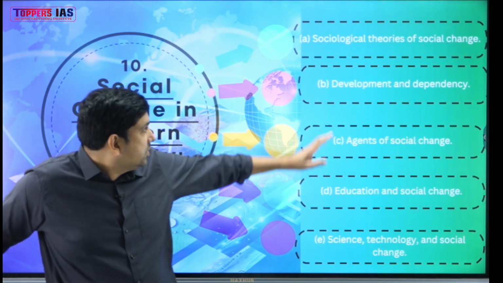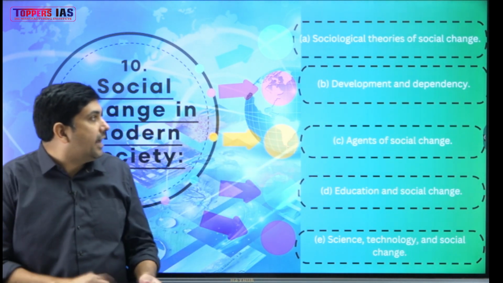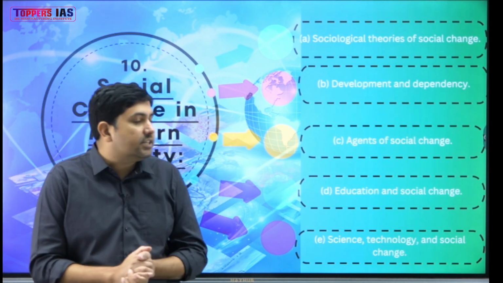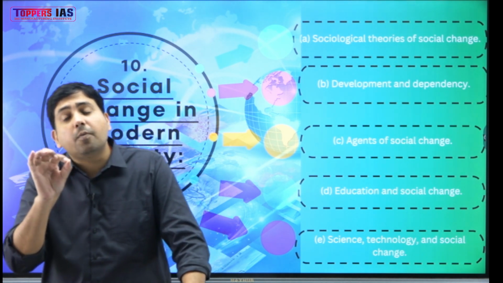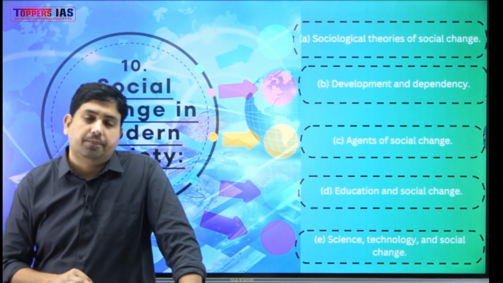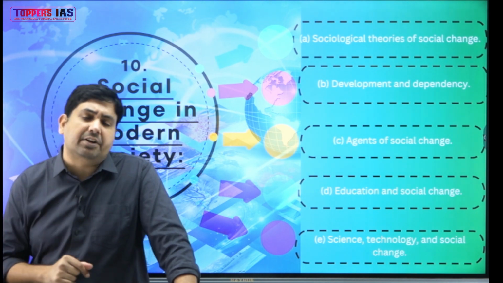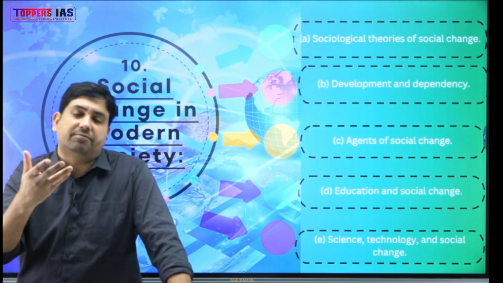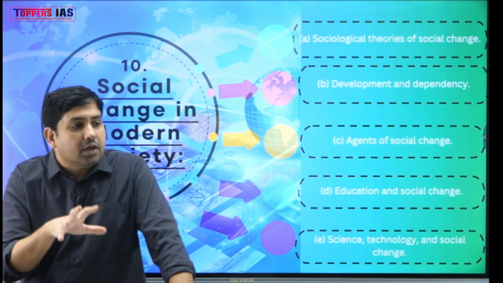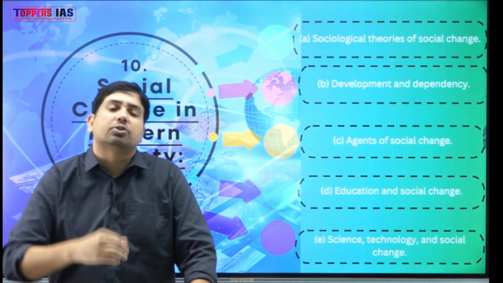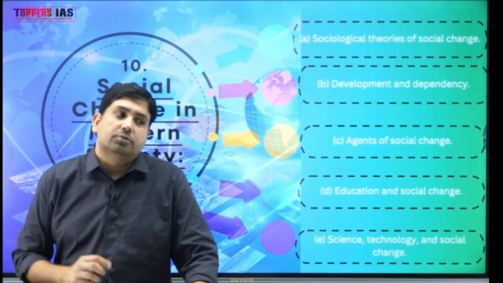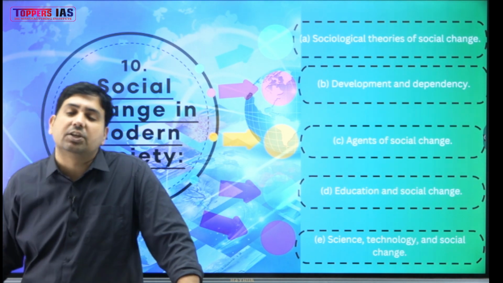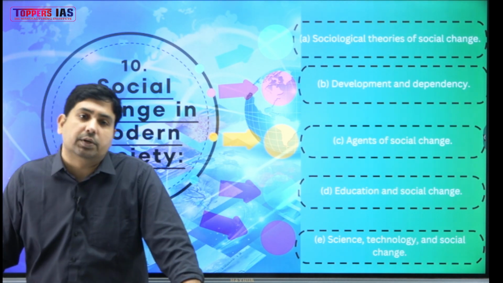Then the next sub unit here is development and dependency. What is development and dependency here? It tries to explain how a poor country will develop, how a poor country is going to become a developed country. And here there are largely two contrasting perspectives on how countries develop economically and socially. On one side there is development theory, or say modernization theory.